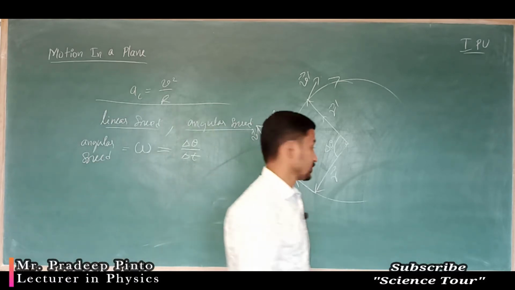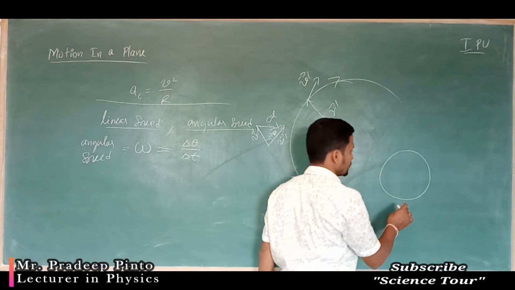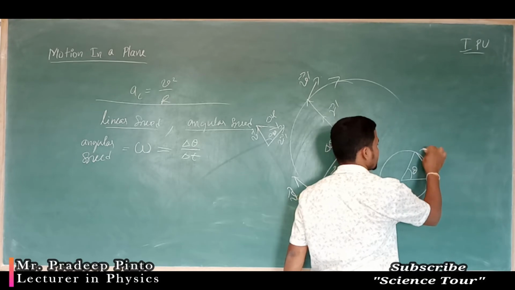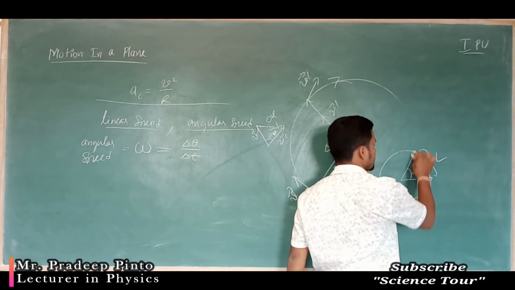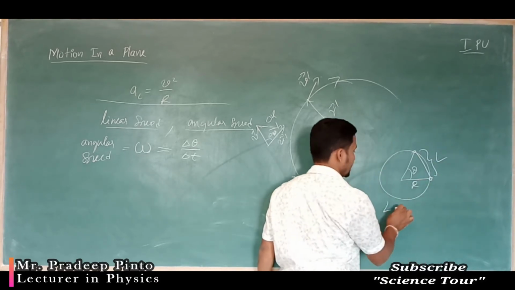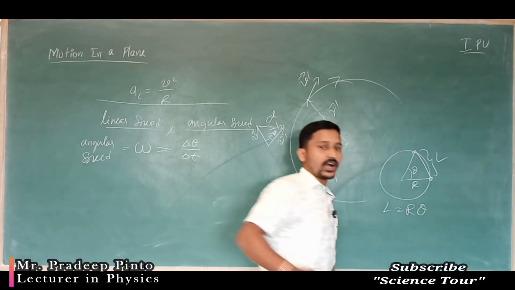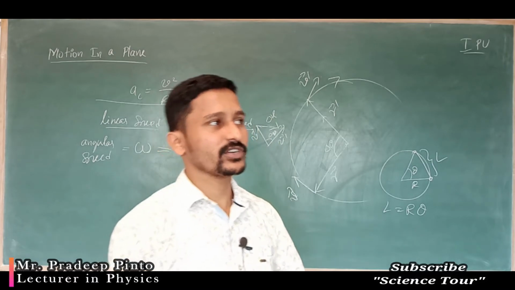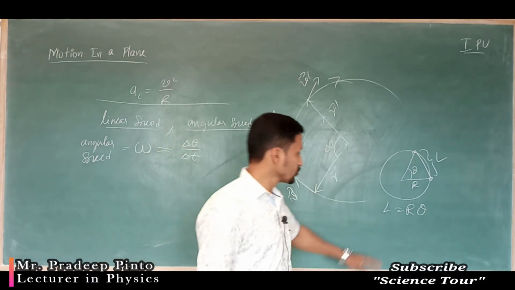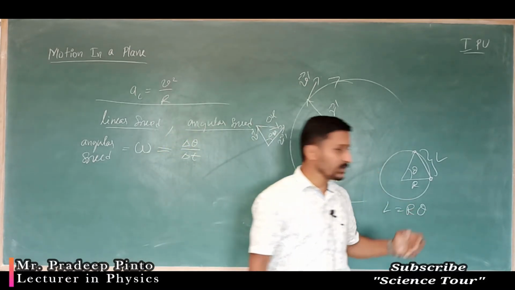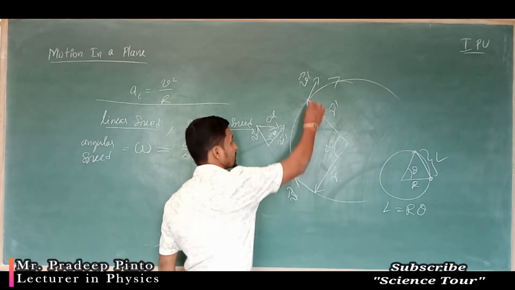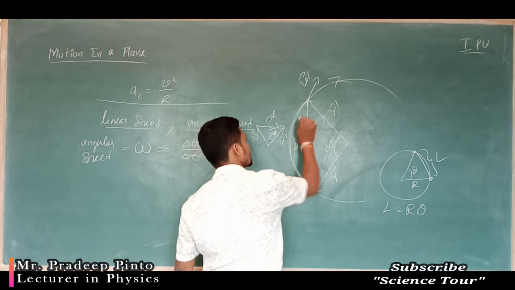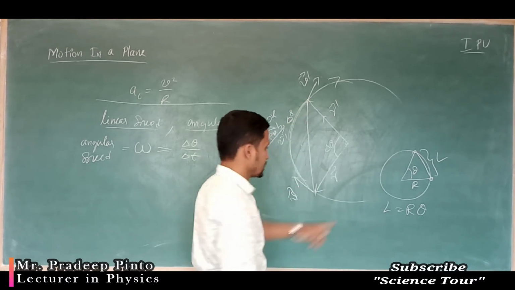Now let's come to that point. See, we have written like this. This is theta and this is L. This is R. Then we have written L is equal to R theta. And you ask why that formula comes. That formula will come in mathematics, you have to derive it. But as of now you should know L is equal to R theta. If you write the same formula here, this is the displacement, I will write delta S.